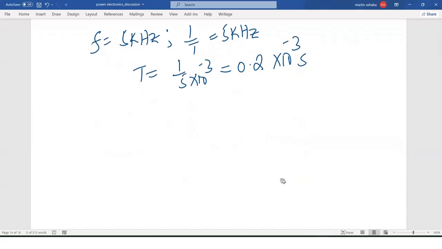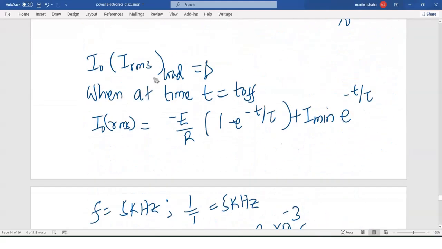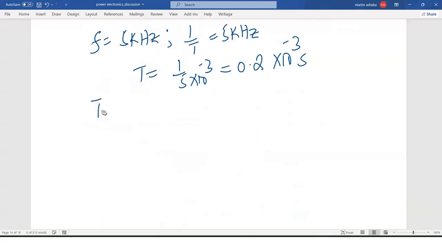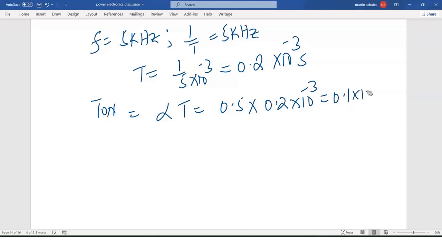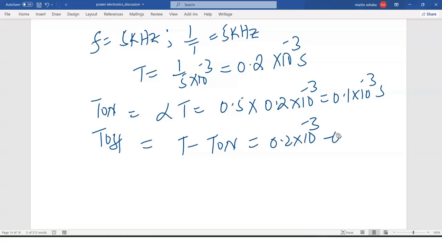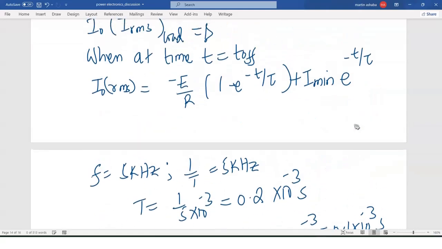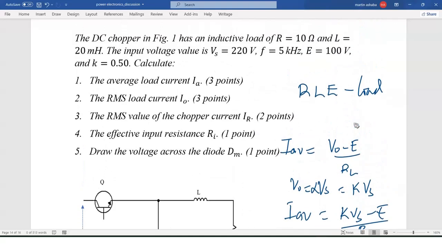So what does that tell us? We need also to get T on. So T on is equal to alpha T. Alpha is 0.5 times 0.2 times 10 power negative 3, and this is 0.1 times 10 power negative 3 seconds. T off therefore can also be T minus T on, and this is 0.2 times 10 power negative 3 minus 0.1 times 10 power negative 3, giving us 0.1 times 10 power negative 3 seconds. So that is the off time of the chopper.